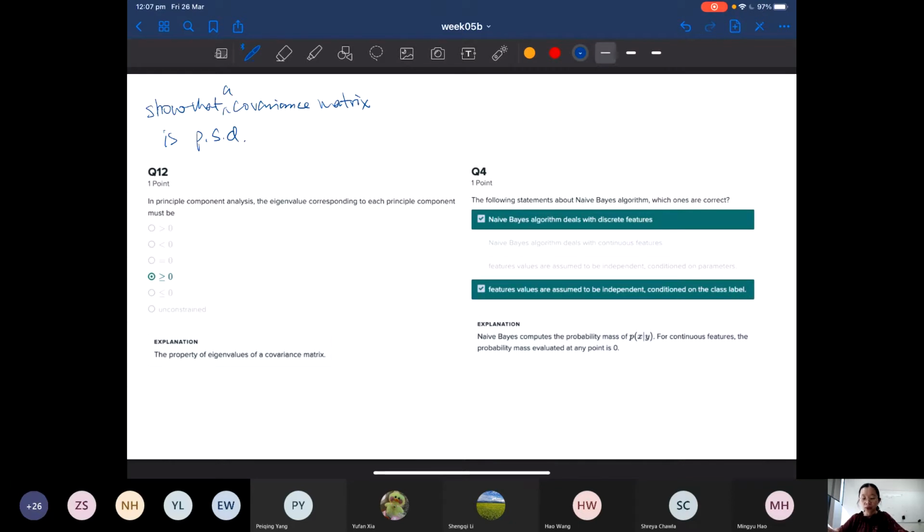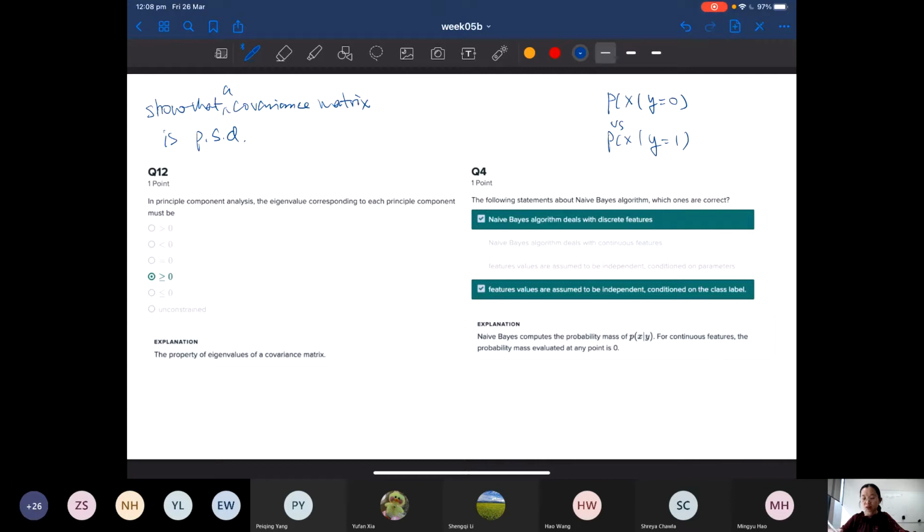Question 4 is another one. So naive Bayes, the model as we covered in the classification lecture, deals with discrete features because for continuous features, it will be hard to compute P of X conditioned on Y equals 0 versus P of X conditioned on Y equals 1, right?